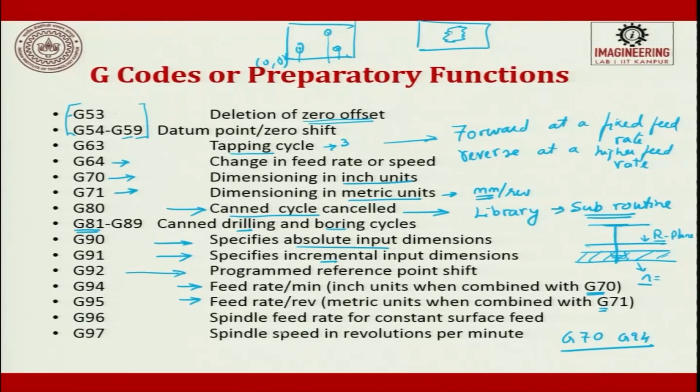Then G96 you use for spindle feed rate for a constant surface speed, and G97 you use for spindle speed in revolutions per minute, so that is S, which is written in RPM. This is G97. G96 is when you start turning a component, the cutting velocity keeps on changing. In order to maintain constant surface speeds, we use this command. So you can use G96 for constant surface speeds, and then you can start machining. So these were all G codes.